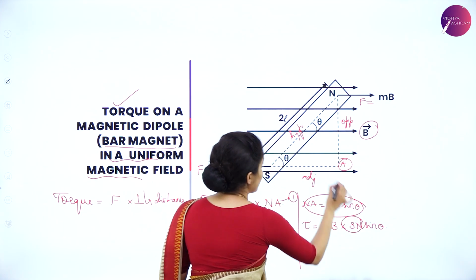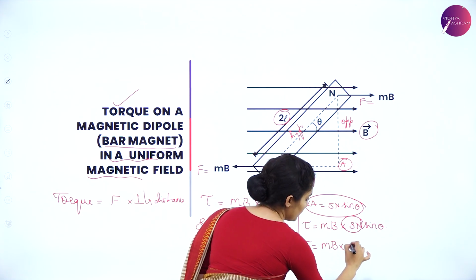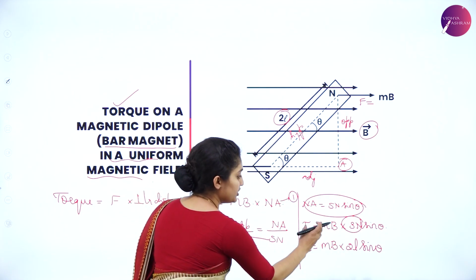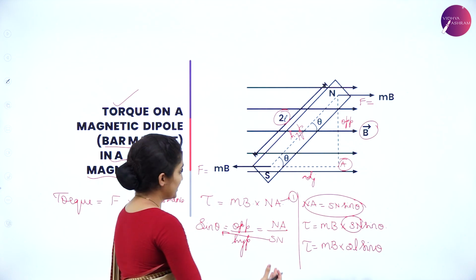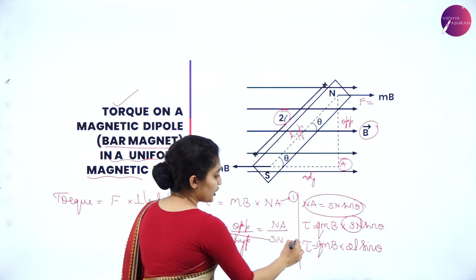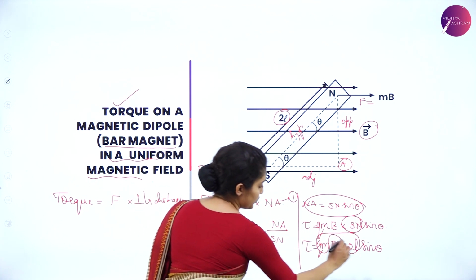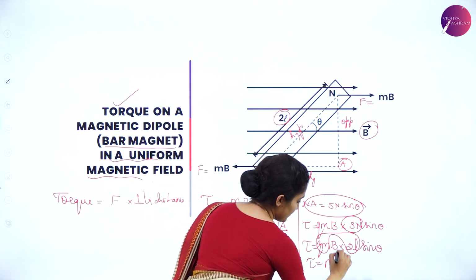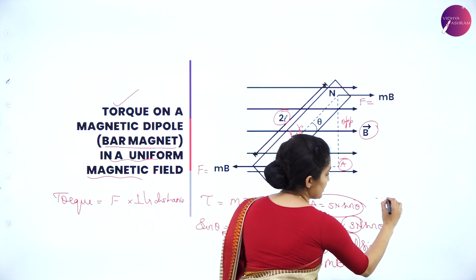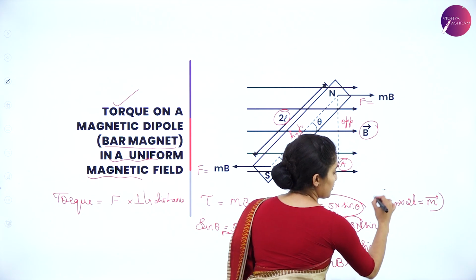So what is this SN? It is 2L. So tau is equal to MB into 2L sine theta. So this MB is nothing but the charge, the moving charges producing magnetism. So this can be termed as QM as well. So finally we have QM into 2L, which gives you the magnetic moment, which is called M. So MB sine theta you have, since QM into 2 times L is nothing but the magnetic dipole moment.